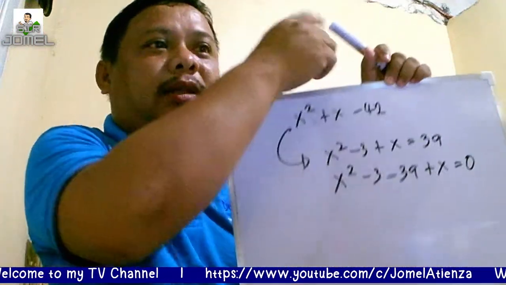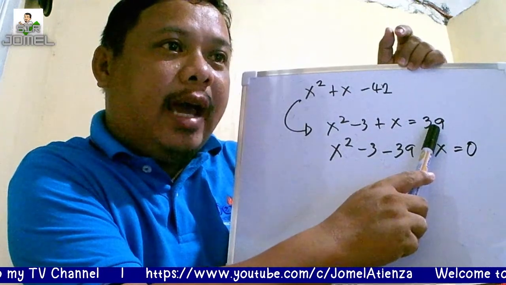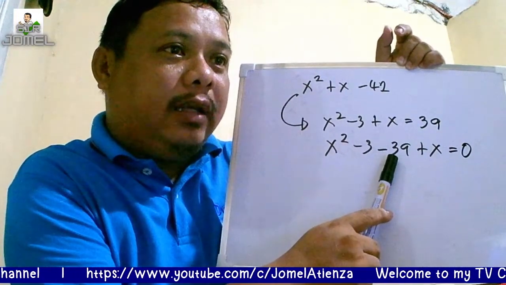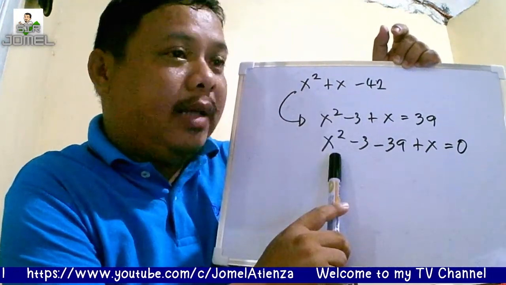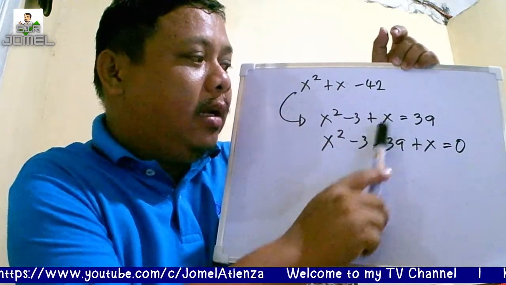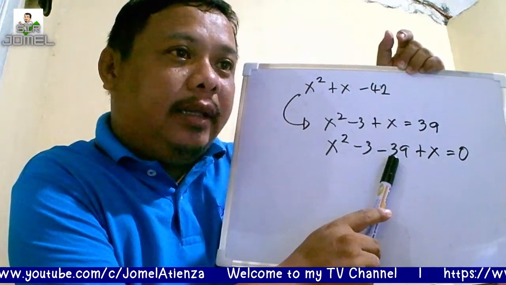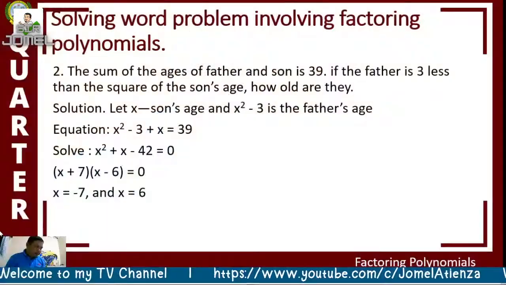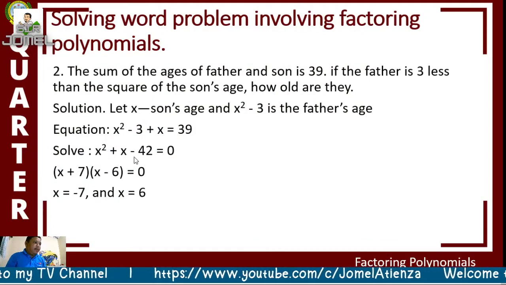So, once again, the positive 39 on this side, when moved to the other side, becomes negative 39. What is left here? Only 0. So we have x squared, copy, bring down, then negative 3, then negative 39, which was the positive 39 moved to the other side of the equation, then copy the positive x, or plus x. Okay? So, continue. We now have x squared plus x minus 42 equals 0.